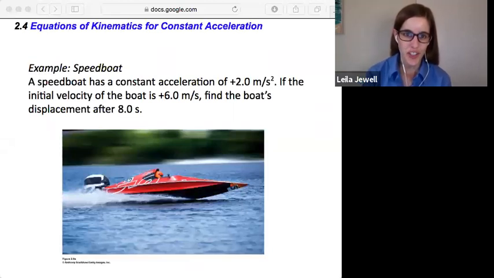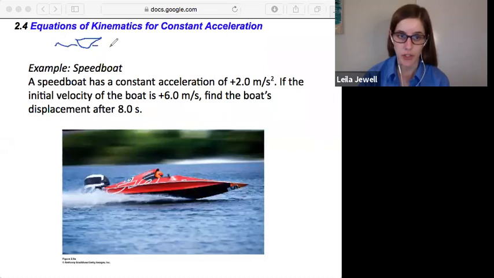So let's check out an example of this reasoning strategy in practice with a speedboat. A speedboat has a constant acceleration of plus 2 meters per second squared. The initial velocity of the boat is 6 meters per second. Find the boat's displacement after 8 seconds. So this is where I'd really encourage you to make a picture, right? So we have a picture of a boat here, but you can draw your own, and it'll be super impressive like mine, I'm sure.